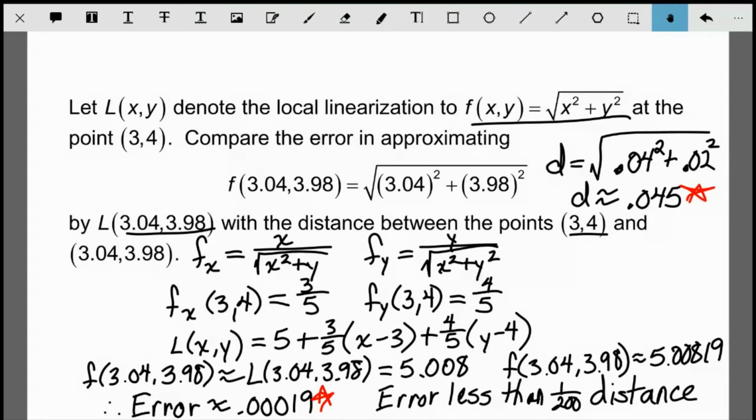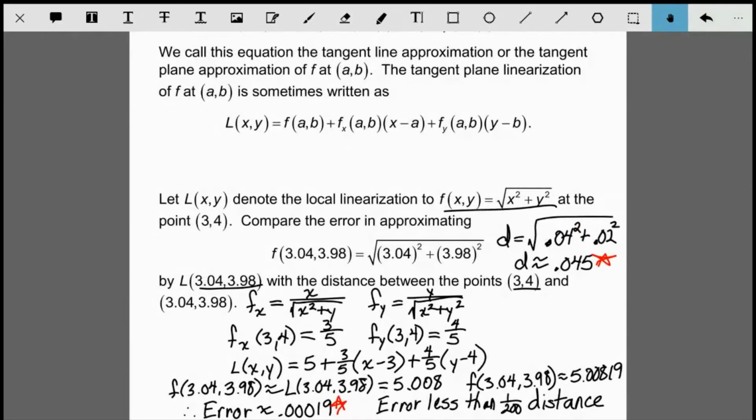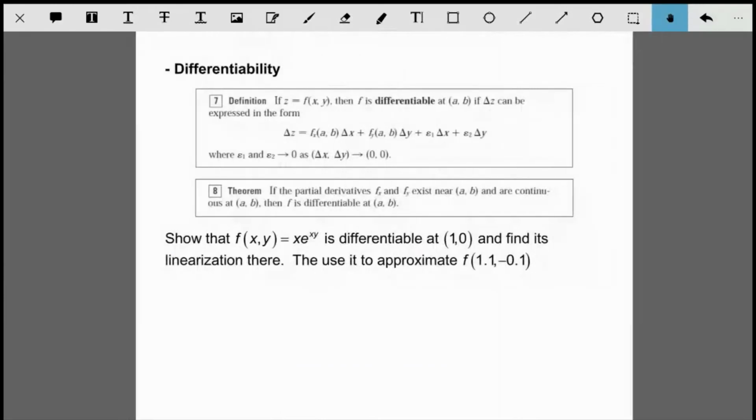We can just look at what's the actual error. We can look at percentage error. We can compare our error to the distance between the points. There's a lot of different ways to reference the error, but this one gives us a good overall feel for how far off we are based on the method that we used.